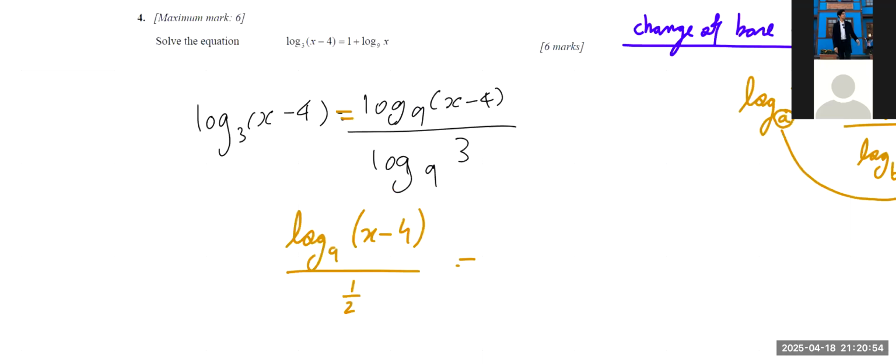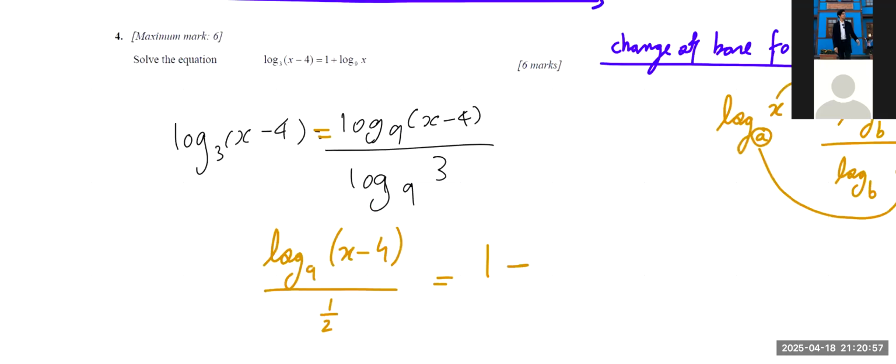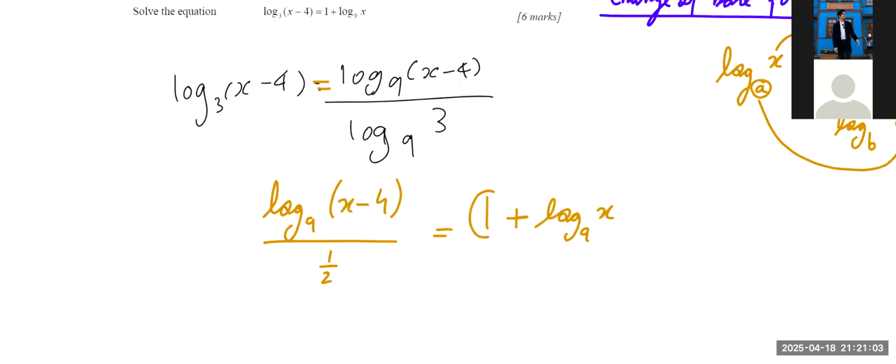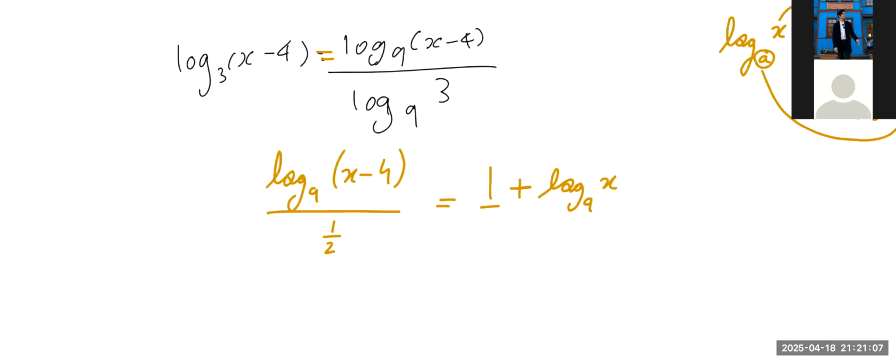Okay, here's the fun part though. You have this on the right side. But I said that all of your terms should be logs with the same base. This guy is an imposter. He's not supposed to be here, is he? He's not a log at all. So what do we do about him?